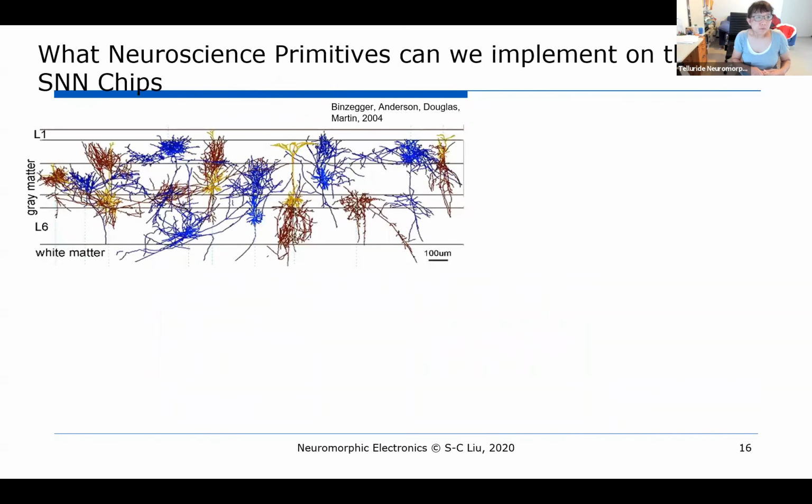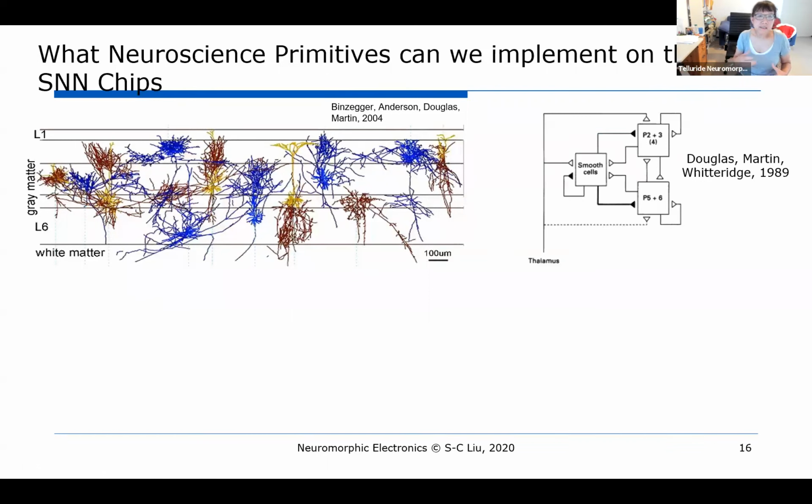Okay, so what sort of neuroscience primitives can we implement now on these spiking neural network chips, right? One thing we can do is to look at the anatomical organization of the neurons in a piece of cortex, and then come up with a very simple model. This is what Rodney Douglas and Kevin Martin did early on, or late on in the 80s. You can simplify this idea of how the cortex works, even though the neurons look very different.